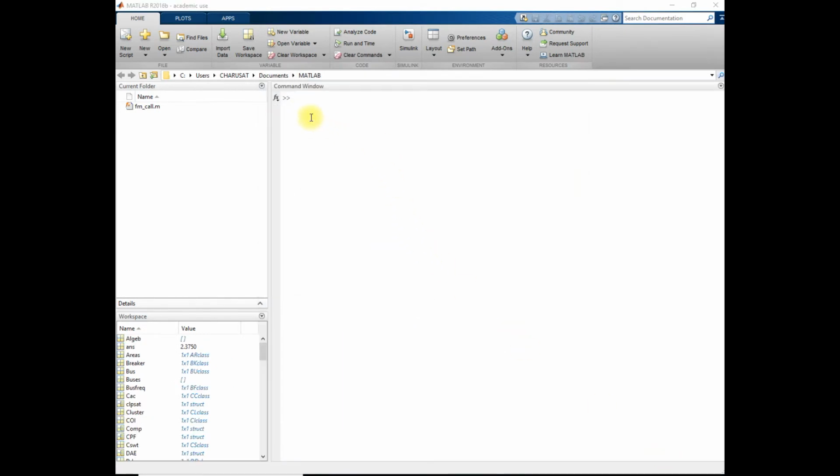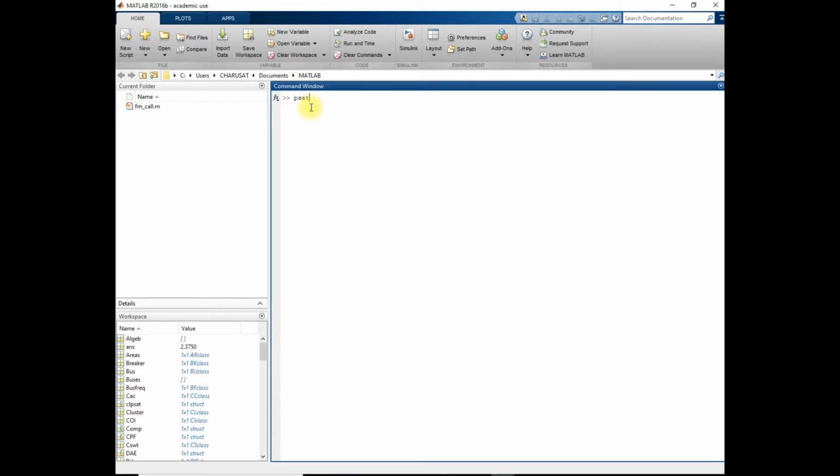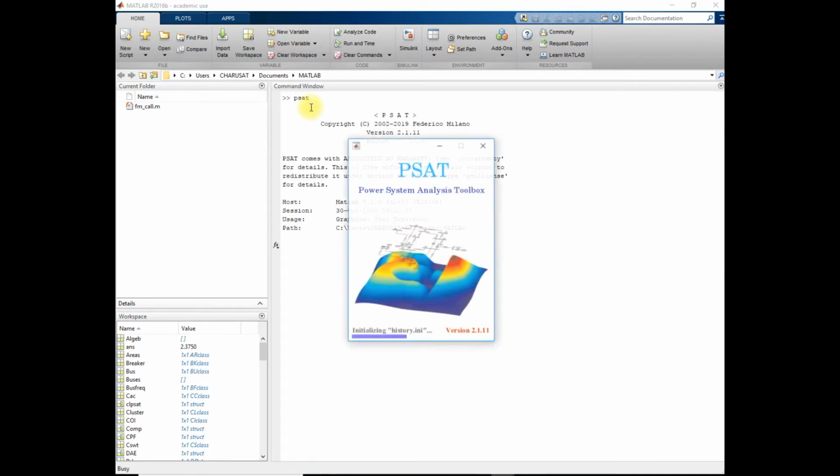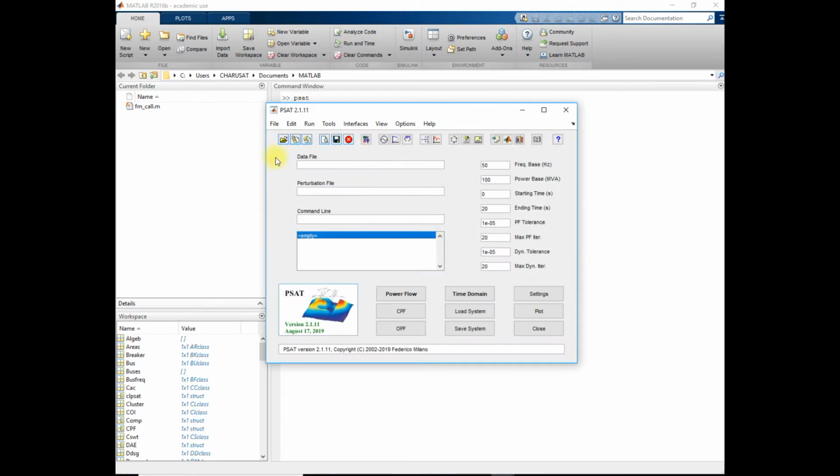After setting the path, just write PSAT in the command window and press enter. So you get this type of GUI for the PSAT toolbox. Now in this PSAT software, inbuilt examples of IEEE bus systems are given, with and without FACTS devices.